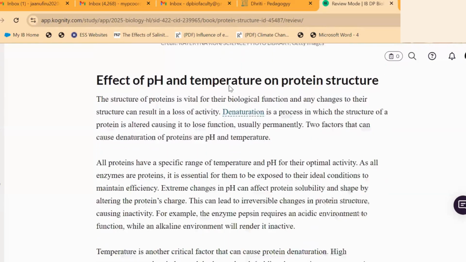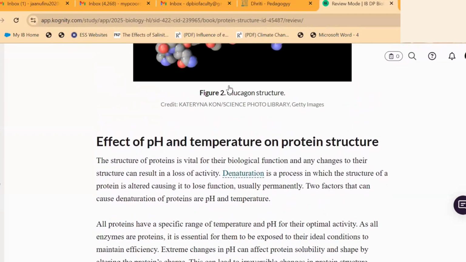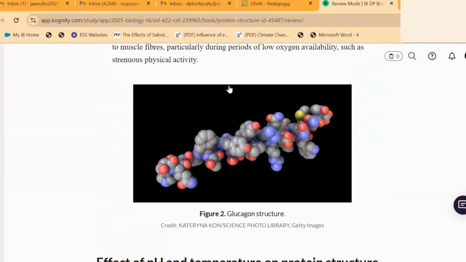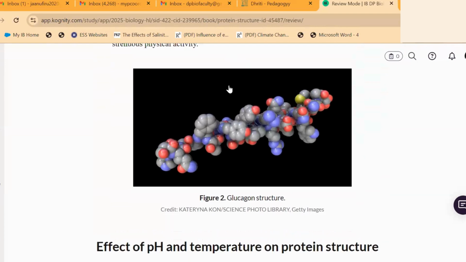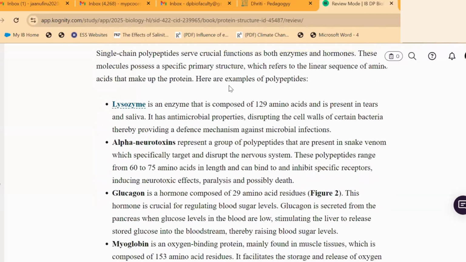I remember the lysozyme, the glucagon, and the myoglobin. Also, do I need to know neurotoxin? Yes, please remember alpha neurotoxin also. Sometimes, somewhere, I think snake venom, I remember a question having that.